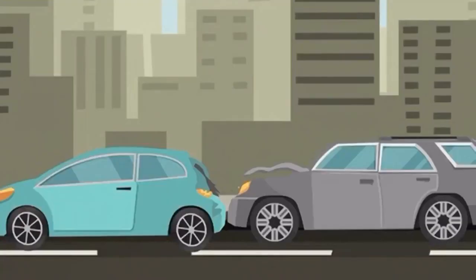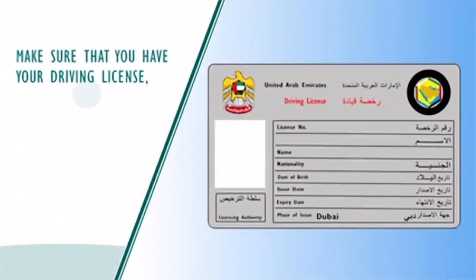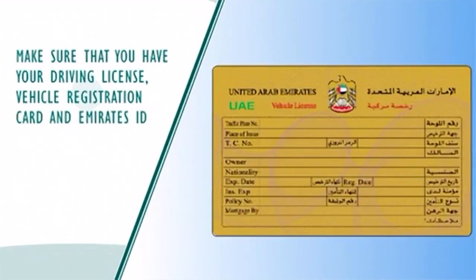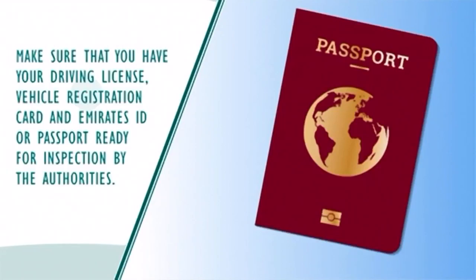If the accident is minor and does not involve any injuries, the police may direct you to report the accident at a police station via the Dubai Police app over your mobile. Make sure that you have your driving license, vehicle registration card, and Emirates ID or passport ready for inspection by the authorities.